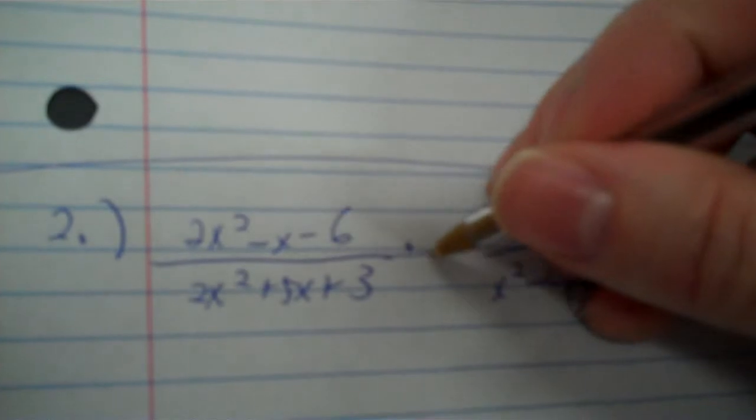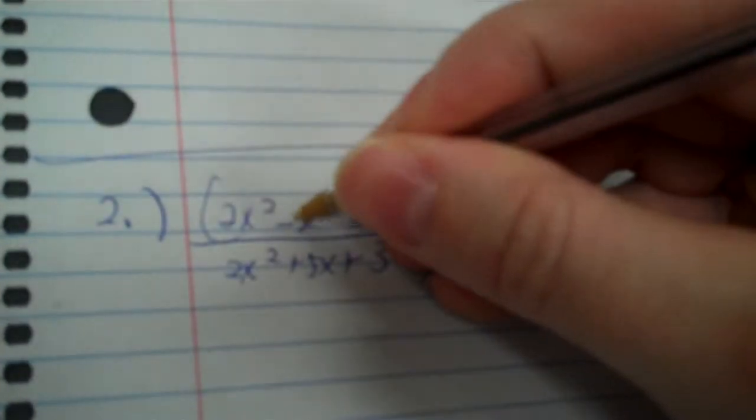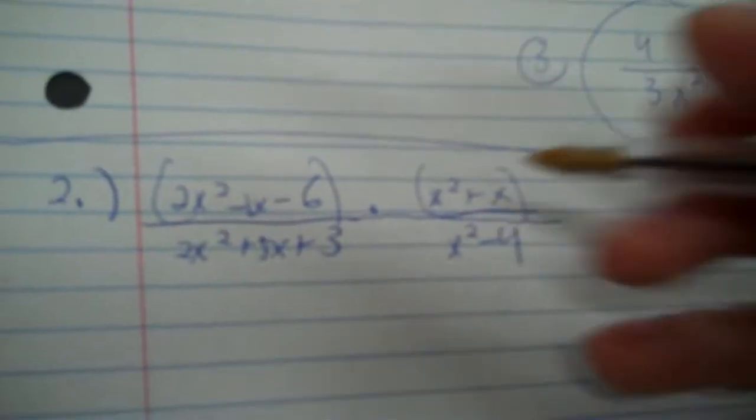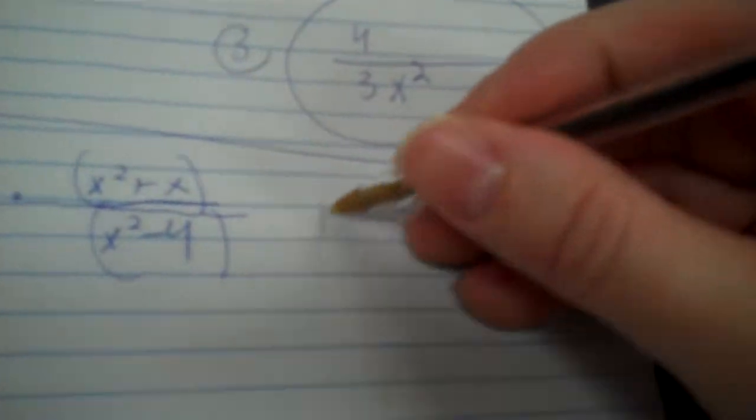Okay, number 2, combine it into 1. Here are the expressions. I see minuses, so that goes in a parentheses. I see a plus, that goes in parentheses. I see a plus, that goes in parentheses, and that goes in parentheses. So 1, 2, and 3.